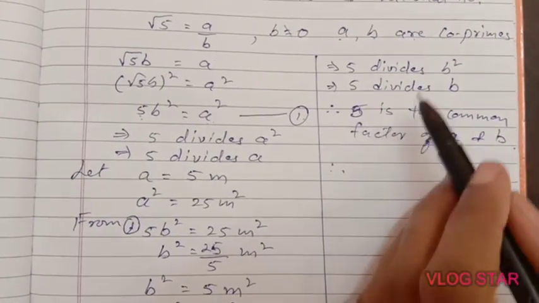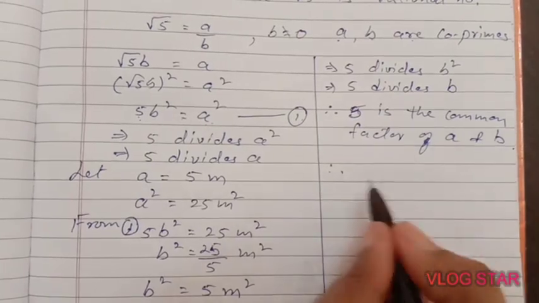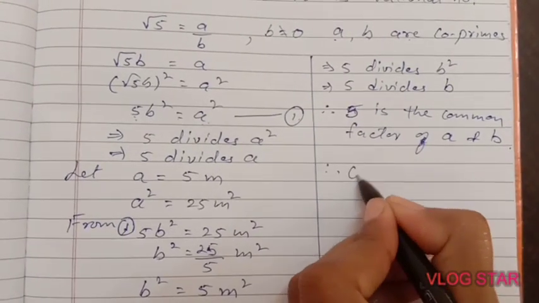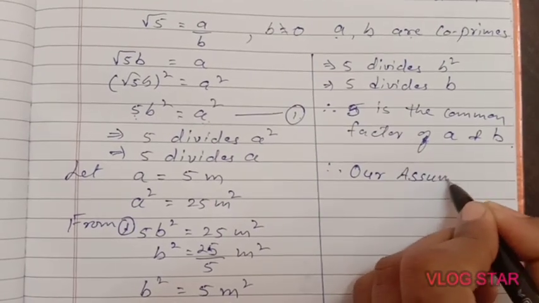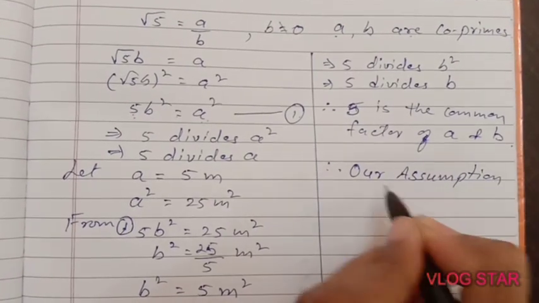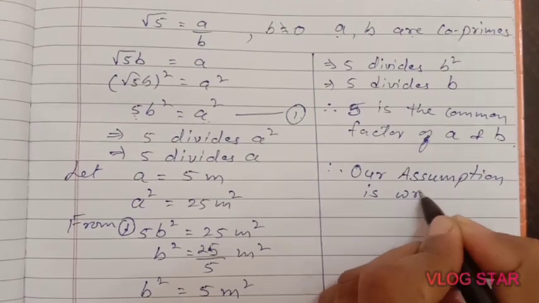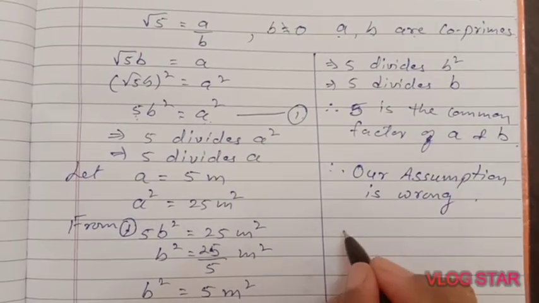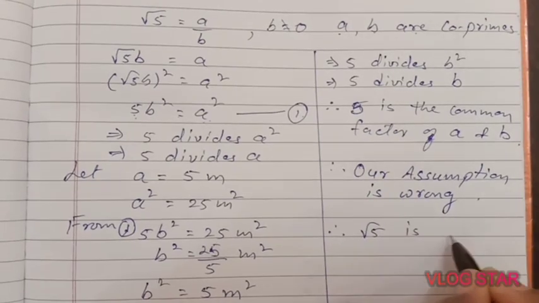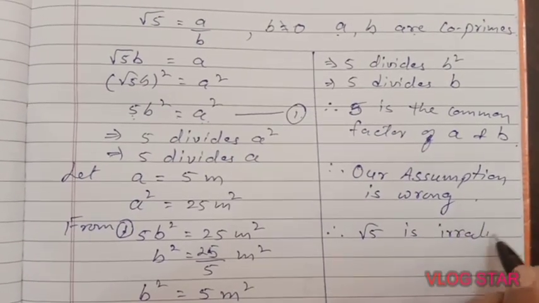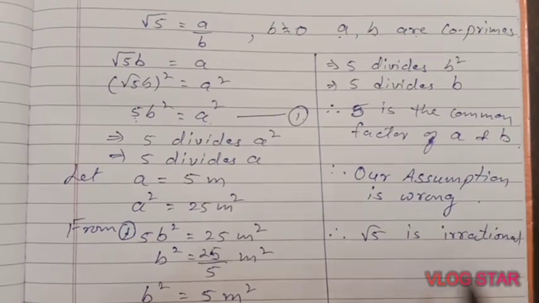But we had assumed that a and b are co-prime. Therefore, our assumption is wrong. It's a contradiction. Therefore, root 5 is an irrational number.